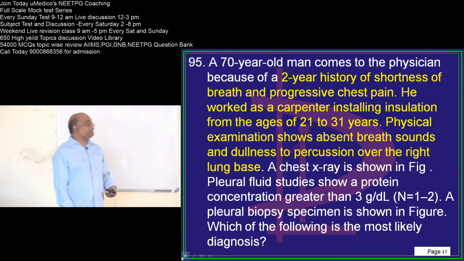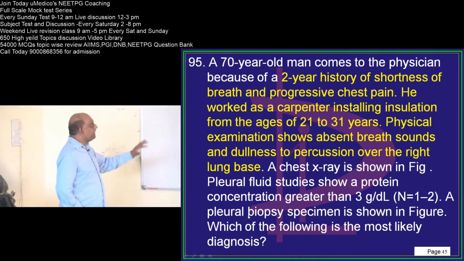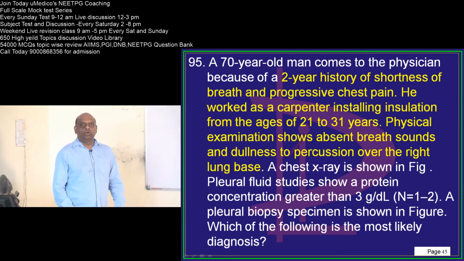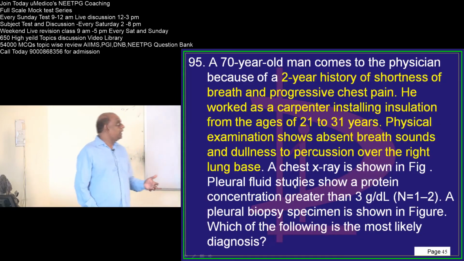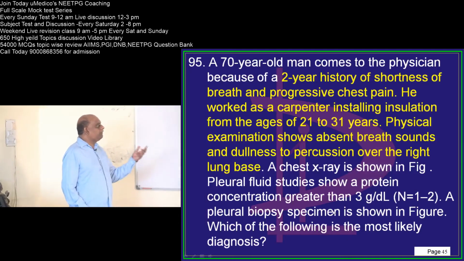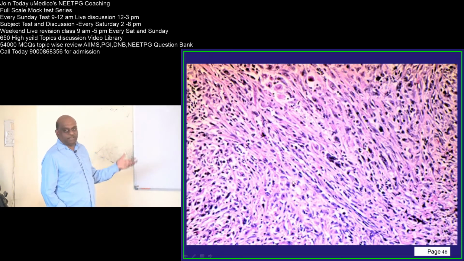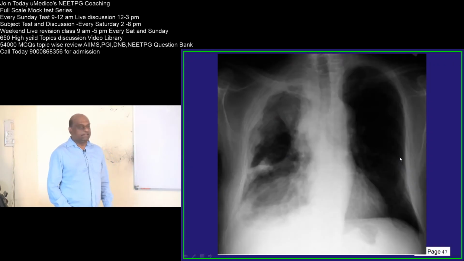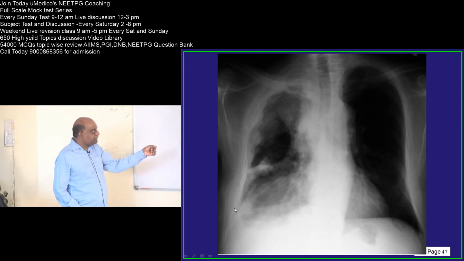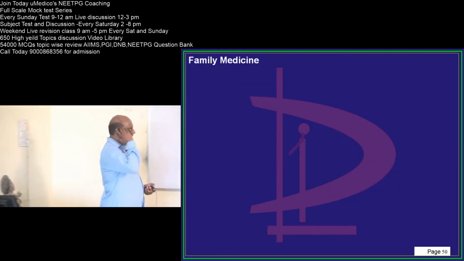A 2-year history of shortness of breath, there is a progressive chest pain, absent breath sounds and dullness on percussion over the right lung base, and the chest X-ray is being shown to you. Pleural fluid shows a protein more than 3 grams. A pleural biopsy was done in this person. What you are able to see, doc? You are able to see needle shaped cells, and you can see the thickening of the pleura. So this is a classical example of mesothelioma, is what you have to basically recognize.